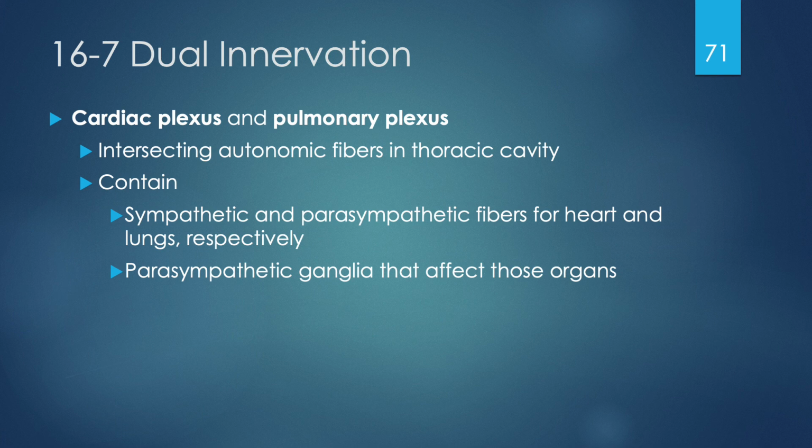The cardiac plexus and the pulmonary plexus are going to affect the heart and lungs respectively. And so in the cardiac plexus and the pulmonary plexus, we have intersecting fibers that are autonomic, and of course these are both located in the thoracic cavity. So these contain sympathetic and parasympathetic fibers, and they have ganglia that specifically are there to affect these organs.